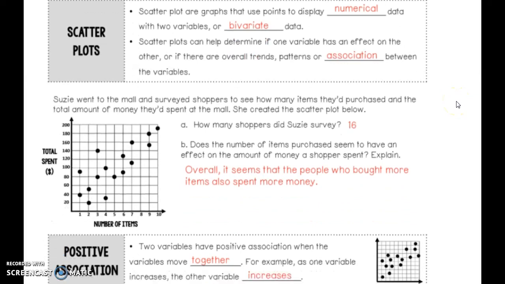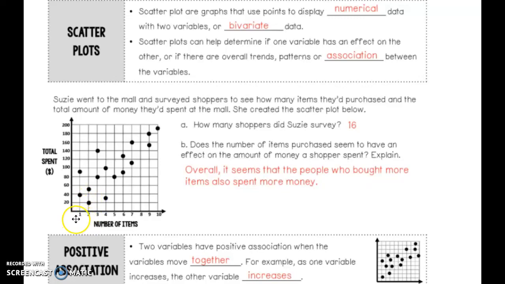Susie went to the mall and surveyed shoppers to see how many items they purchased and the total amount of money they spent at the mall. What you want to do whenever you're given a graph like this is look very closely at the labels. These are representing the numbers of items. These are representing the total money spent on those items. So to find out how many shoppers Susie surveyed, you will actually have to count the dots. Each dot represents one of the shoppers that they surveyed.